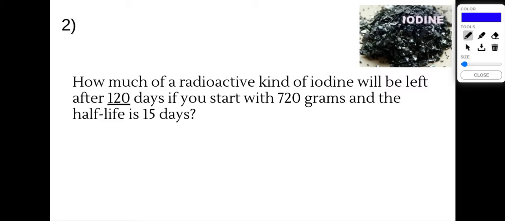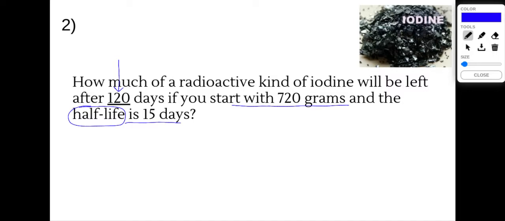Okay, let's figure out what we've got going on here. We're starting with 720 grams of this iodine. Now it's disintegrating, right? Because it tells us it's got a half-life. So it disintegrates in half every 15 days. We want to know how much is going to be left after 120 days. Well, how many half-lives, how many 15-day half-lives are there in 120 days?